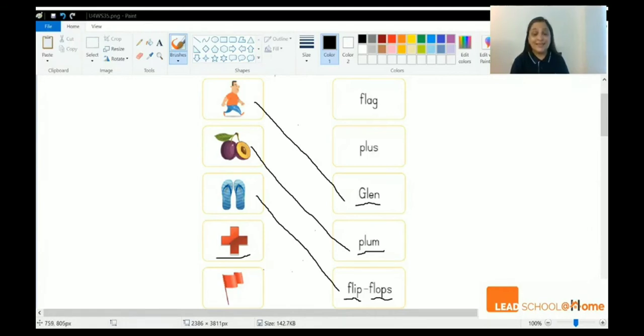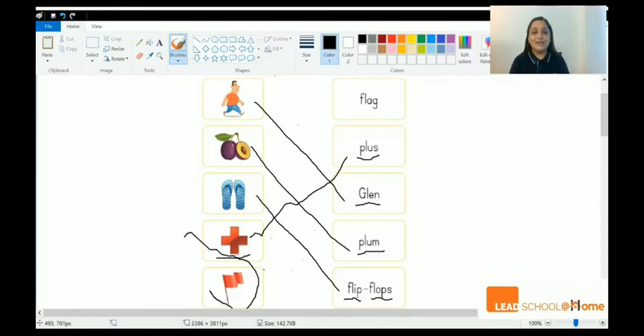Did you find it? Let's see. So for plus, the blend is pl and the letter sounds are plus. Plus. So let's see. Where can we find plus? Plus. So let's connect the picture of plus with the word. Connect it with me in your workbook.